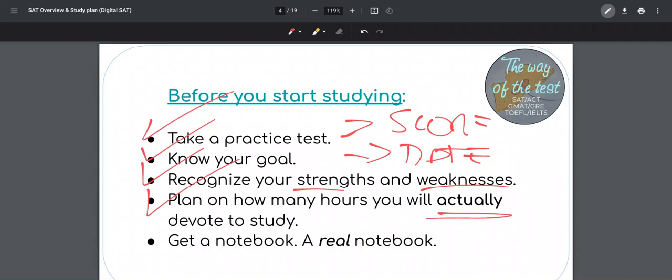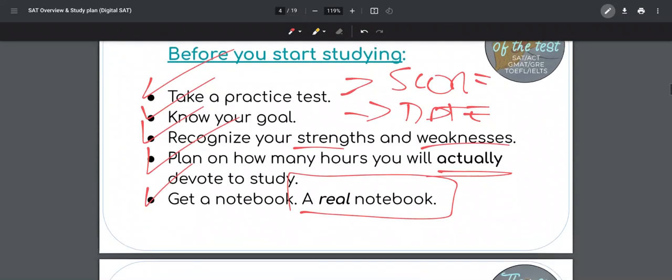So you want to plan on how many hours you will actually give yourself to study. And finally, I recommend that you get a real physical paper-based notebook. I recommend that you do all of your studying, all of your note-taking, your strategies, and your formulas in a real physical notebook. Do not use your laptop, do not use screenshots, do not use your iPad or your phone. Actually write them down. Also, do not just print stuff from the internet. Write them down in your real physical notebook.